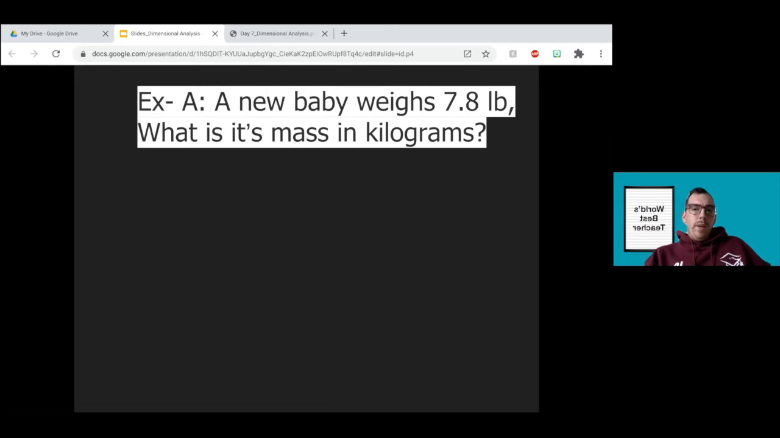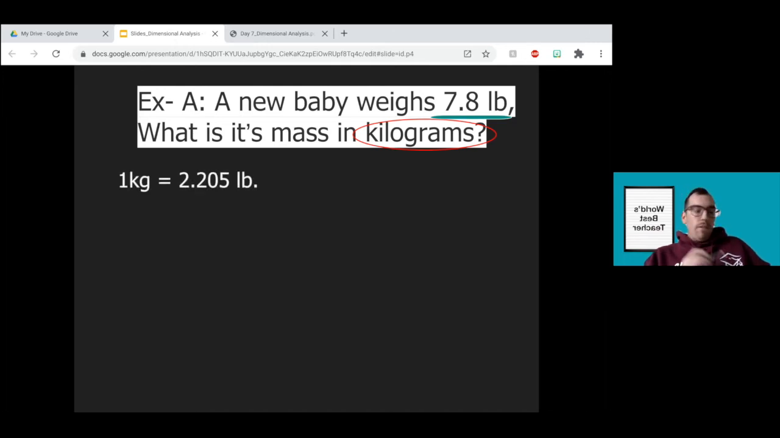So here's an example. We have a new baby that weighs 7.8 pounds, and we want to know what that baby's mass is in kilograms. First things first on the notes, we underline what we know. We know that we have 7.8 pounds. That's the unit that we know, and kilograms is our unknown unit. We want to get to kilograms.